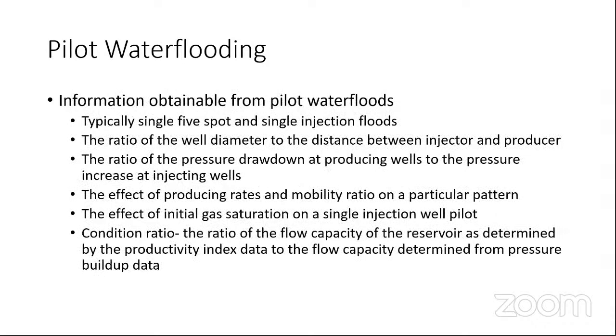But there's some information obtainable from pilot waterfloods, typically a single 5-spot and single injection floods. It's a ratio of well diameter to the distance between injector and producer. The ratio of pressure drawdown at producing wells to the pressure increase at injecting wells. The effective producing rates and mobility ratio on a particular pattern. The effective initial gas saturation on a single injection well pilot. And then you have the condition ratio, which is the ratio of the flow capacity of the reservoir as determined by the productivity index data to the flow capacity determined from pressure buildup data.